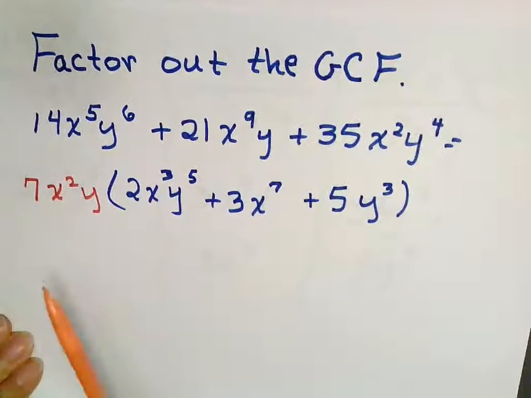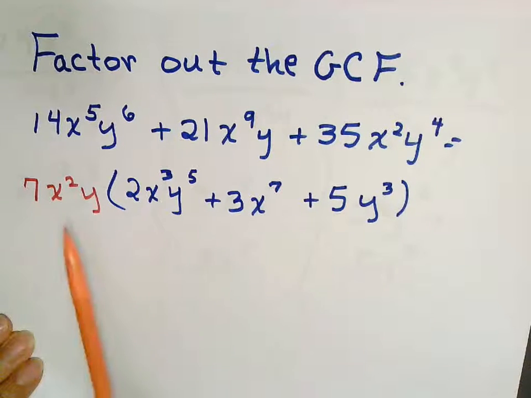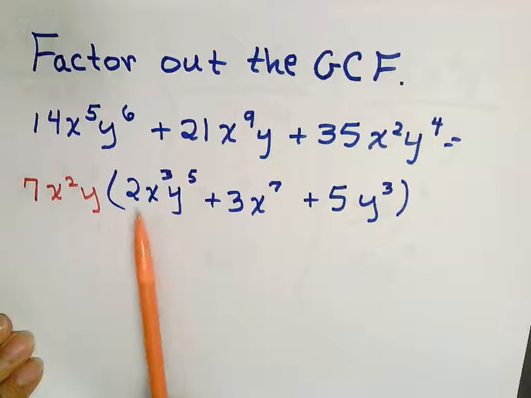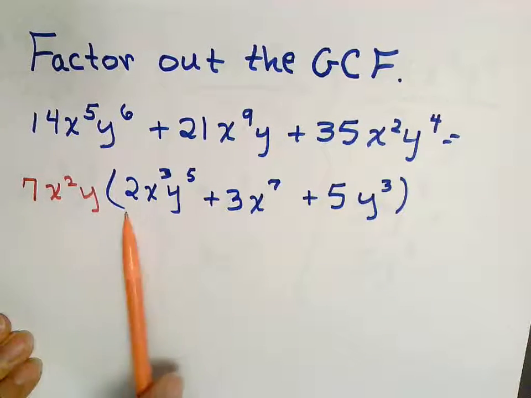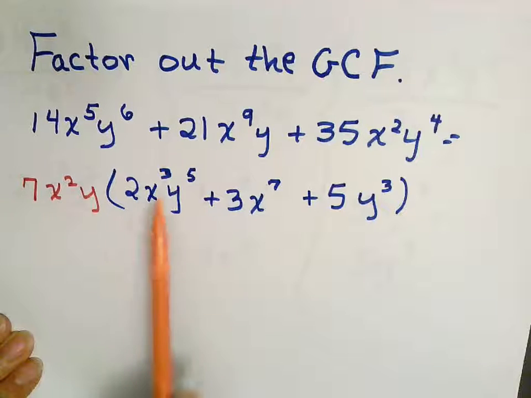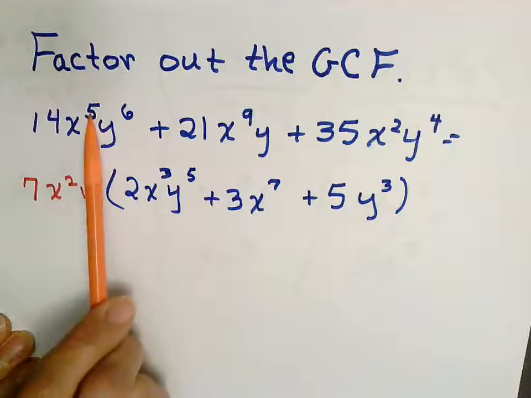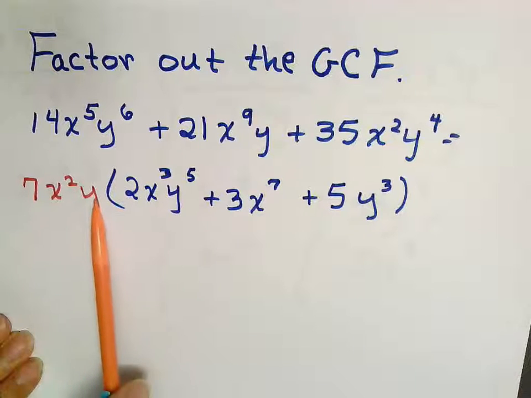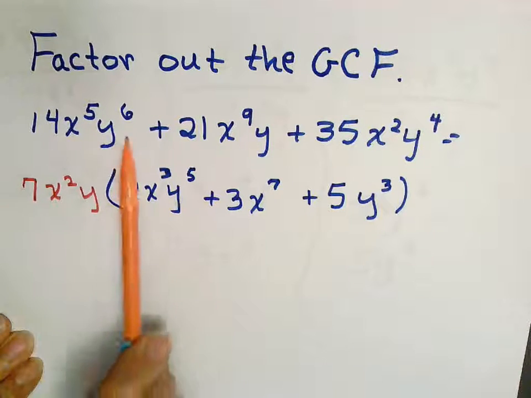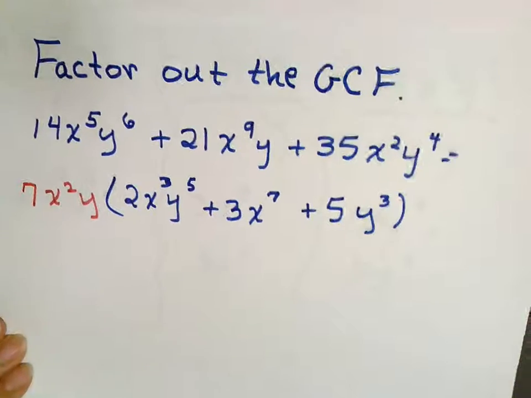And remember that you can go back and double check this by using our distributive property by multiplying each term inside the parentheses by what is on the outside. 7 times 2, 14, x to the second times x to the third is x to the fifth, because when we're multiplying like bases, we add the exponents. Y to the first times y to the fifth gives us y to the sixth. And again, that's another way that you can check this.